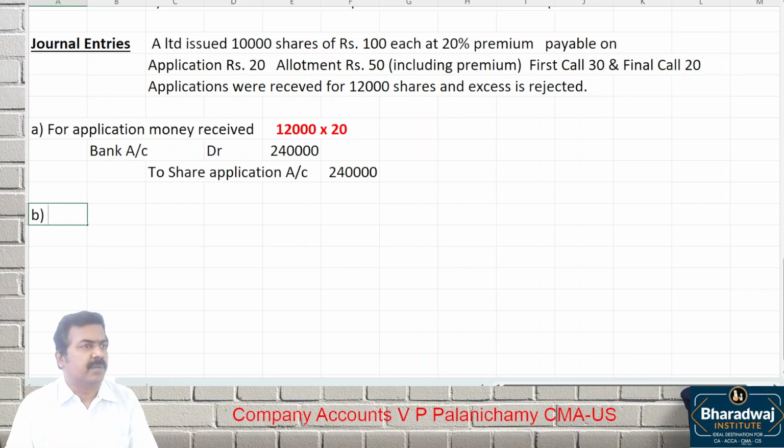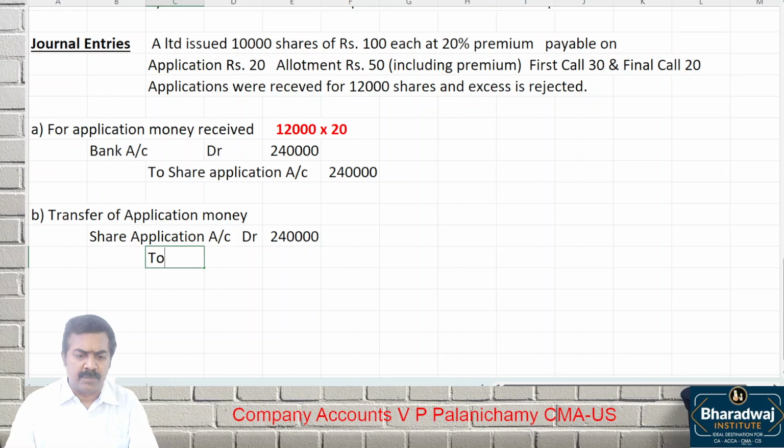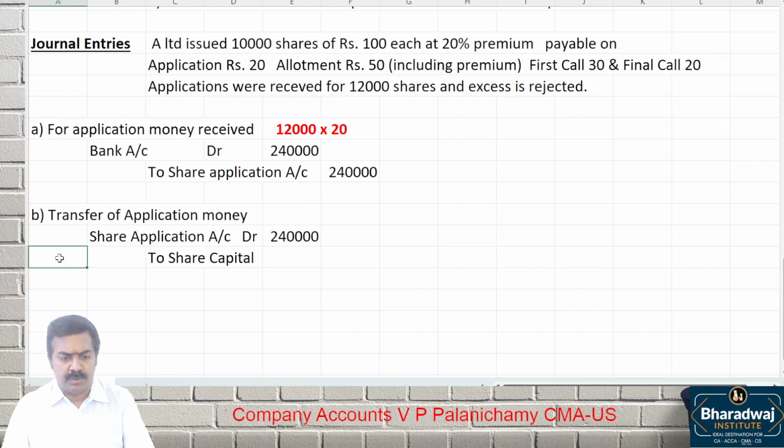What will you do with application money? Once applications are collected, you will transfer. Transfer of application money. Share application account debit. We collected 2,40,000. How many shares are issued? 10,000. Can you allot more than 10,000? No. To share capital, we can transfer only 10,000 into 20. We can transfer only what is issued.